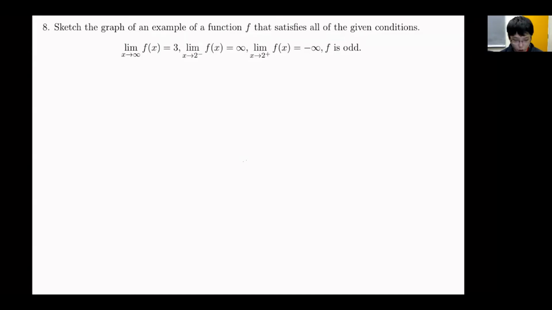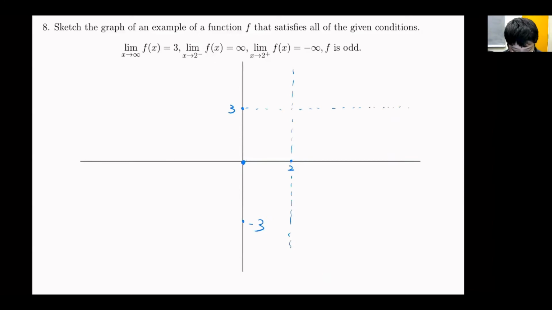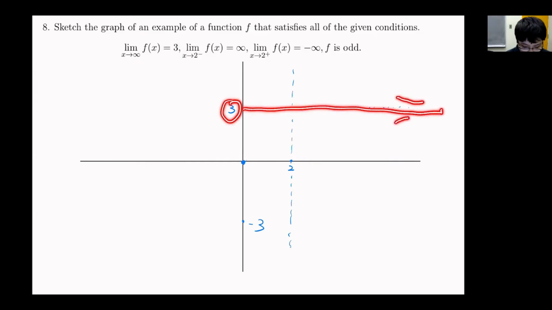So first, let me draw the xy coordinate and mark all the necessary knowledge over here. First, because the limit at positive infinity equals 3, I know in particular that y equals 3 is going to be a horizontal asymptote. So the function can approach 3 in this way or in this way, at the far end. That's what I can know from the first restriction.